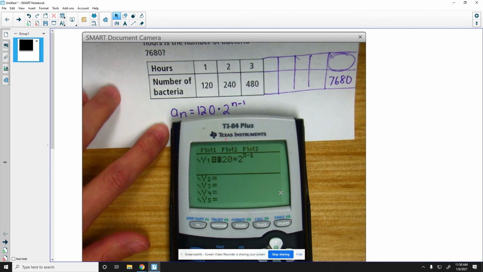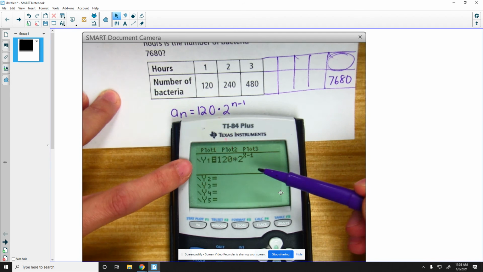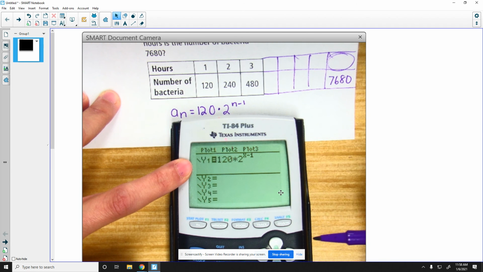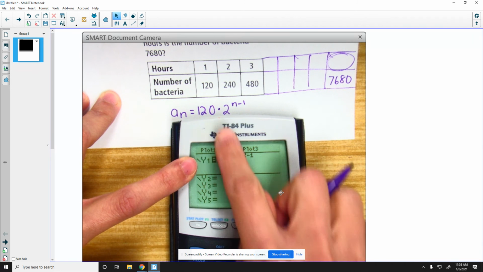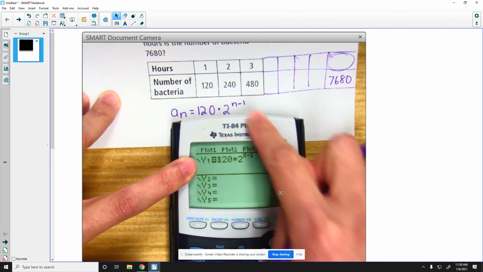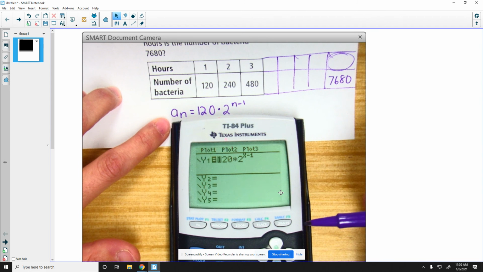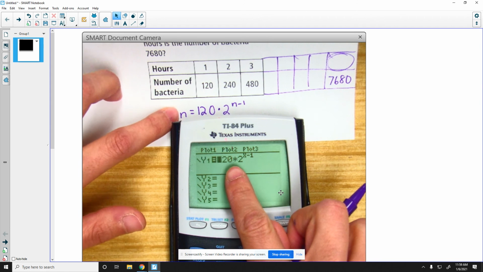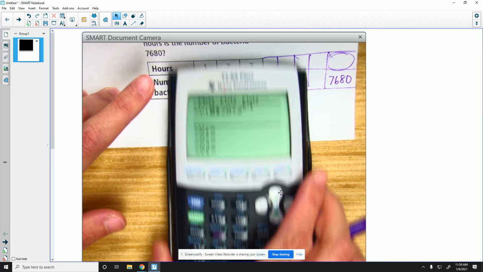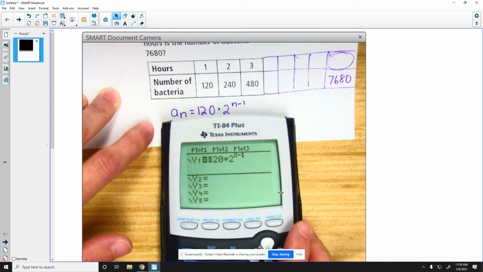So do you see what I can do? I can type my equation in the y equals. Lance, turn around, please. And what I can do is I can type this equation in here. n is just x, and a_n can just be y. So why don't we do that? All of you type your equation into the y equals, right? So go to y equals right here, type it in.